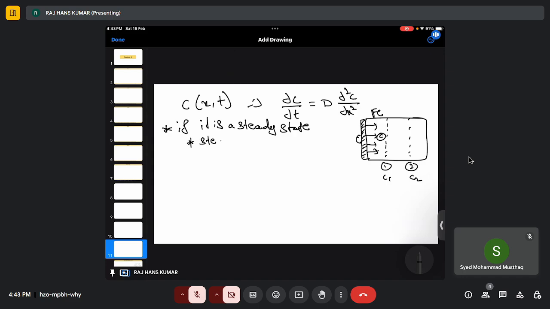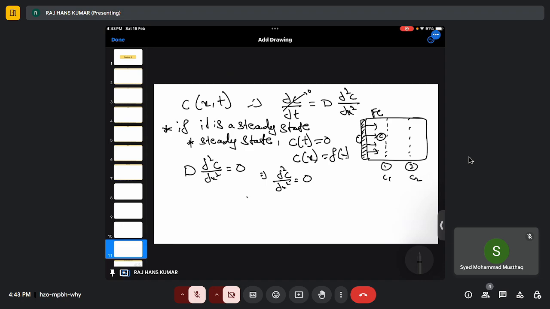Let me write it. Steady state. It means concentration is not a function of time. Right? So this term will go to zero. Right? Concentration is only a function of x. Now, D ∂²C upon ∂x² will be equals to 0. D cannot be 0. So ∂²C upon ∂x² is 0. That means, now C is only a function of x, so we can remove the partial derivative and write the exact differential, right? So dC upon dx will be equals to constant C1. Again, applying integration on both sides, C will be equals to C1x plus C2.